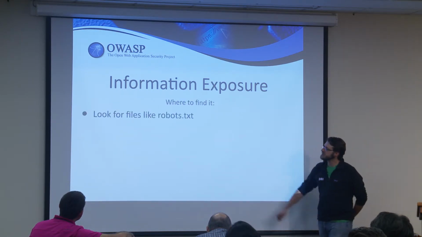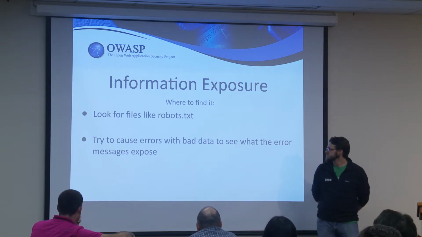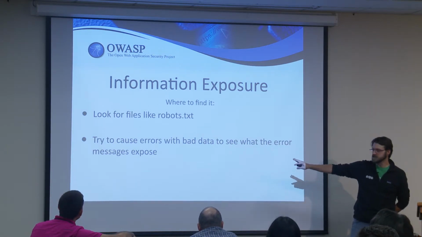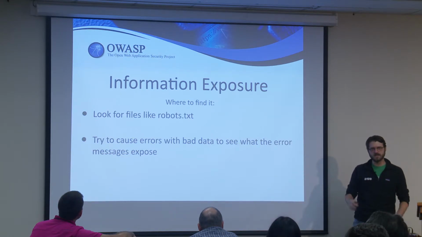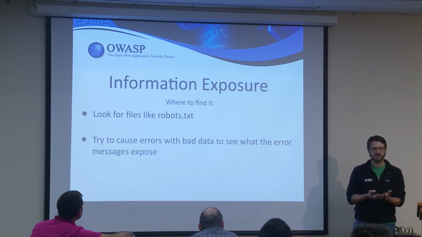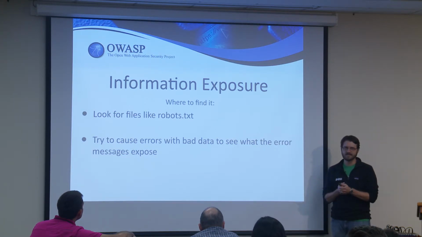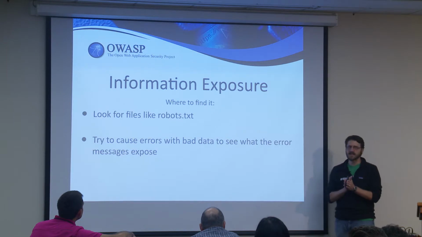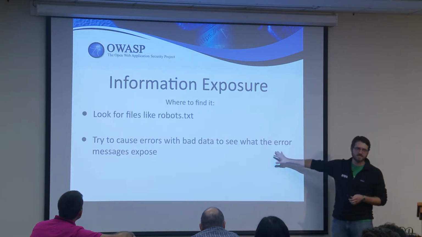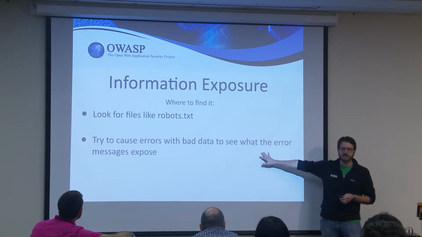So you can find hidden files, like robots.txt. Sometimes what you can do is you can actually cause errors on purpose. Like if you know that something's looking for a certain type of input, then go ahead and send it the wrong type of input. If it's looking for numbers or if it's looking for certain characters or something like that, send it bad data. Send it random ASCII characters and see what happens, because sometimes the error messages will actually expose information that you don't want shown to the user.